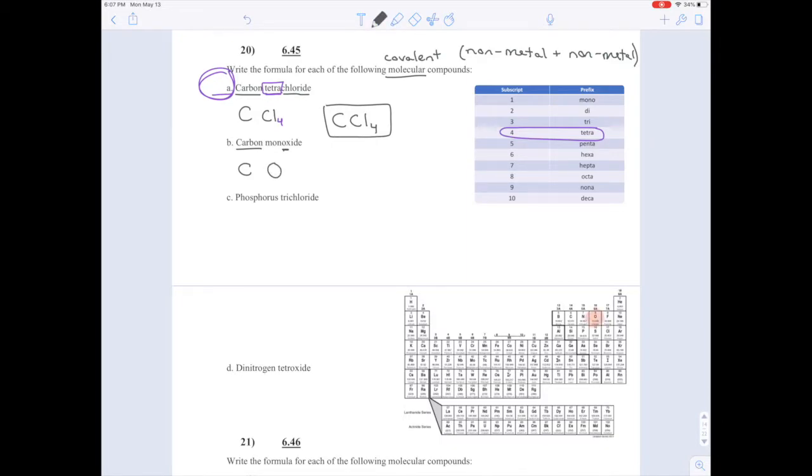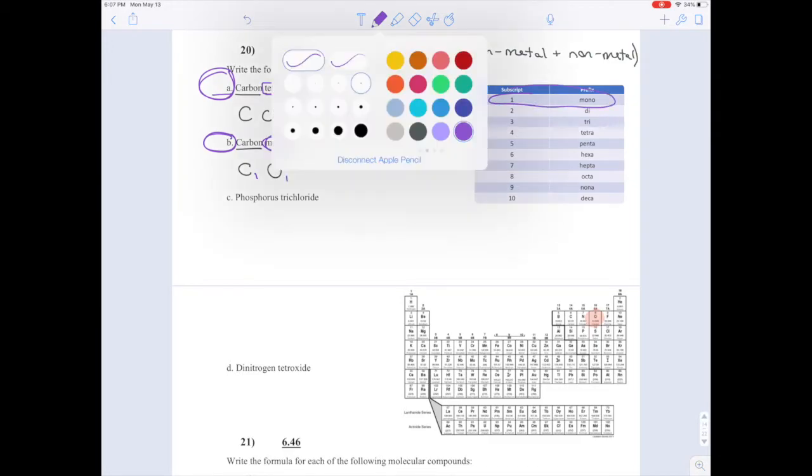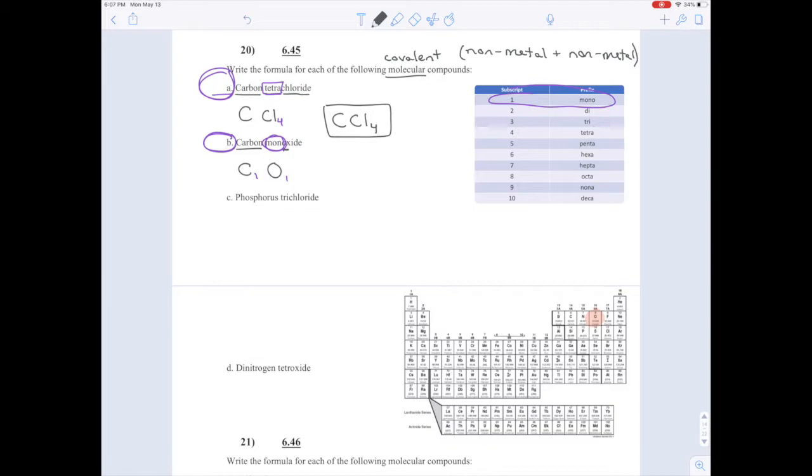Okay, now let's think about the prefixes. The first element doesn't have a prefix. That's only the case when you have one of them. The second element has the prefix mono, and so it also has only one. Now you don't have to write the ones, because by writing the symbols of the elements, you know you have one of them. So you can just write capital C, capital O. That is carbon monoxide.